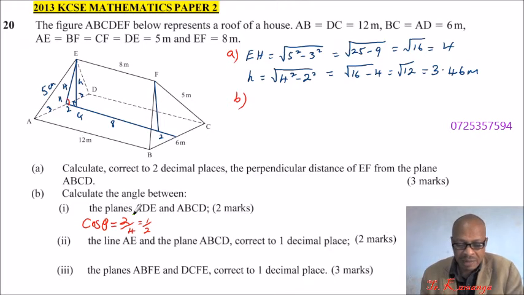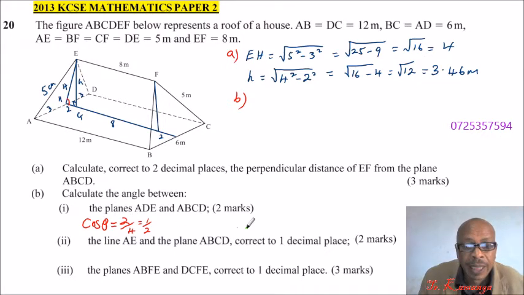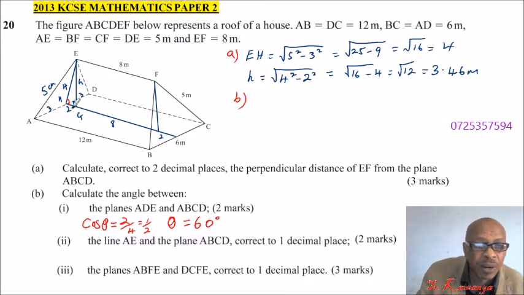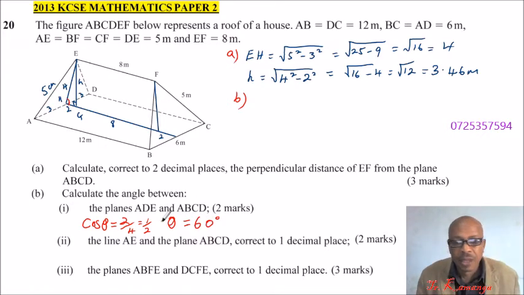So you press the inverse button, you press cos, that will give you cos inverse, and you put 0.5, and you'll be able to get theta here is equal to 60 degrees. So the angle here is 60 degrees. So that's how you get that.